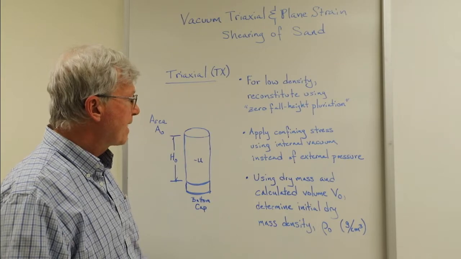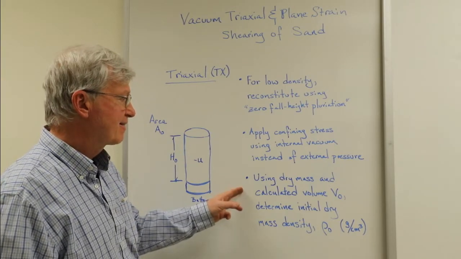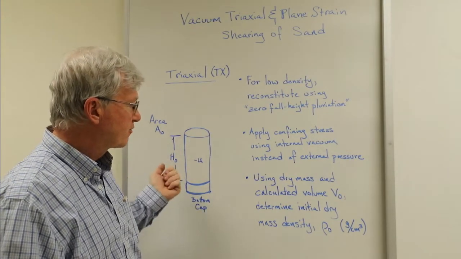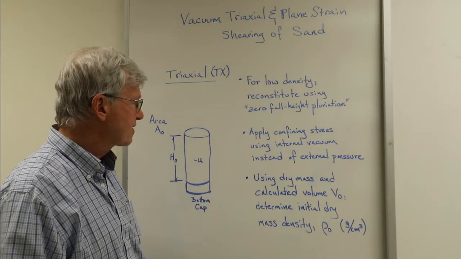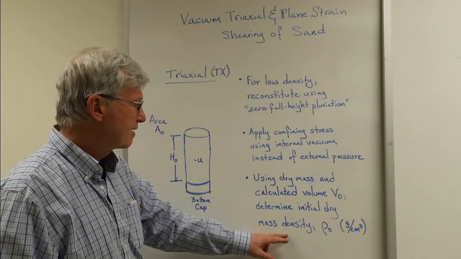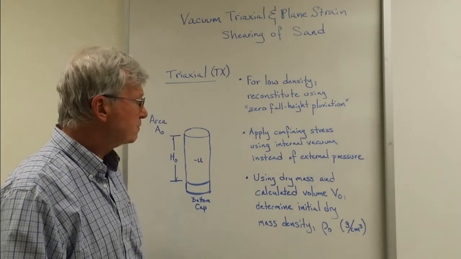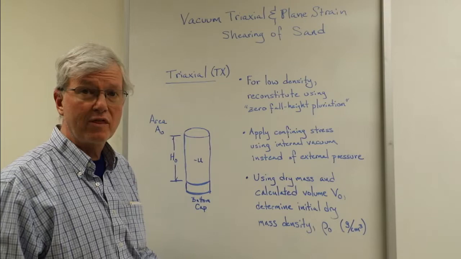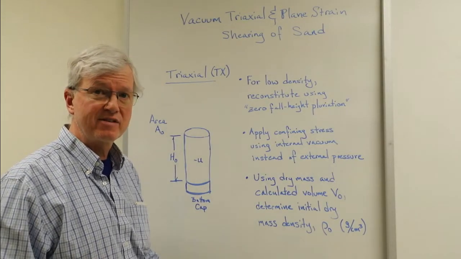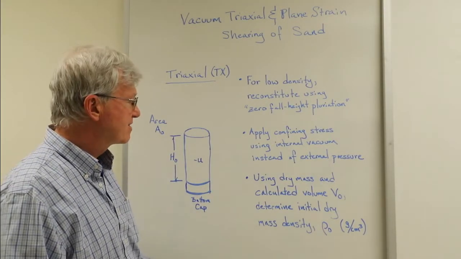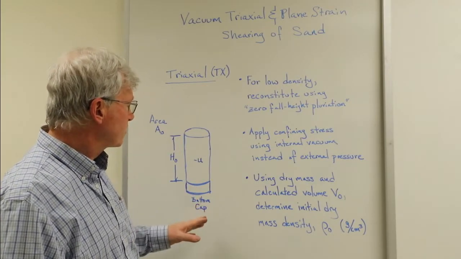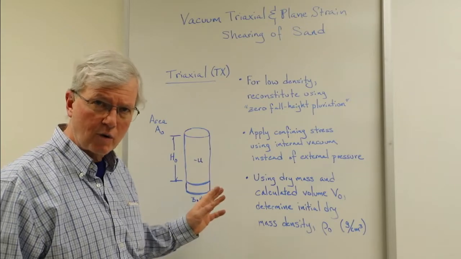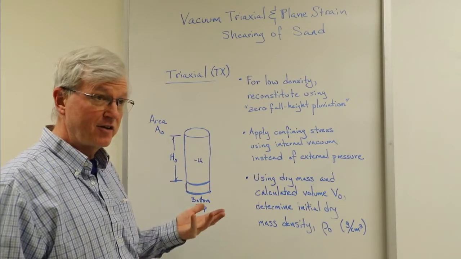And we're going to want to track the dry mass, calculate the initial volume based on the dimensions that we get for the specimen, and calculate a mass density. I'll provide you with maximum and minimum densities for this sand, and you can look at what the relative density of the specimen is. Important to point out, there's no water involved, just air in the pores.